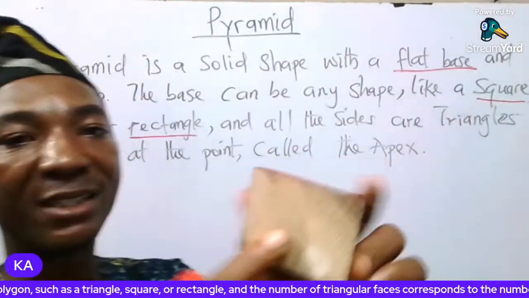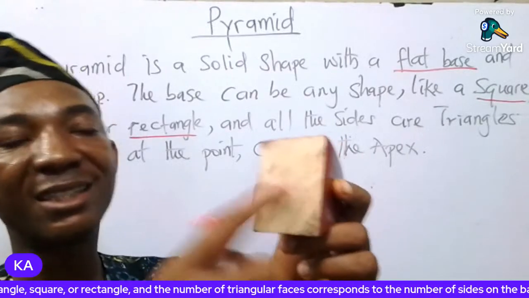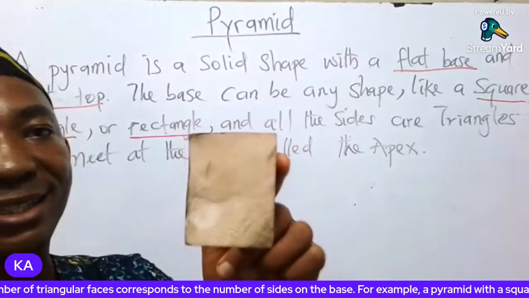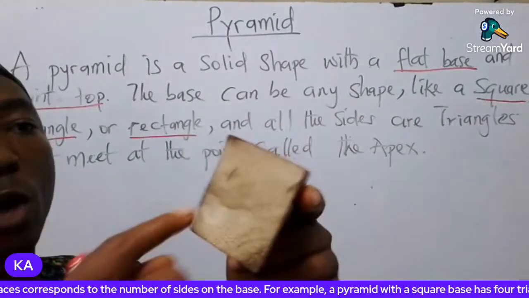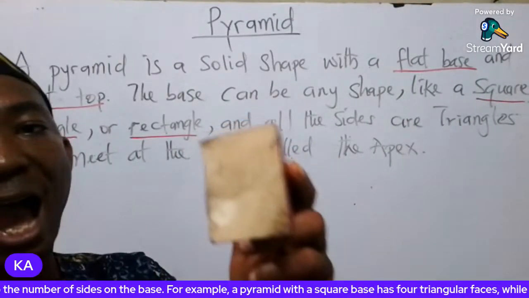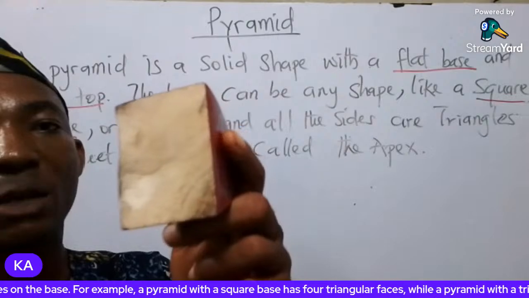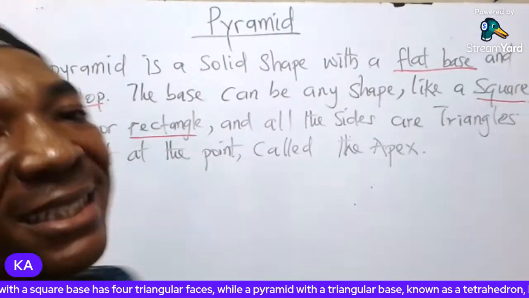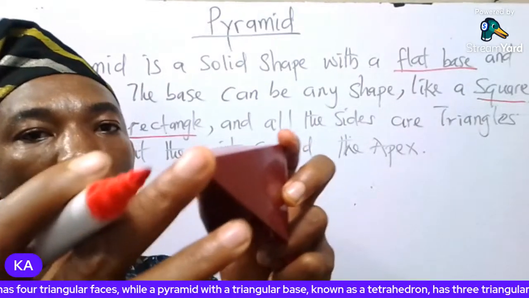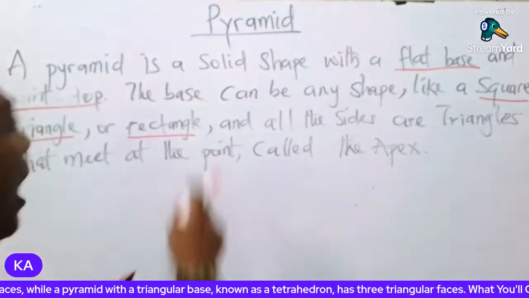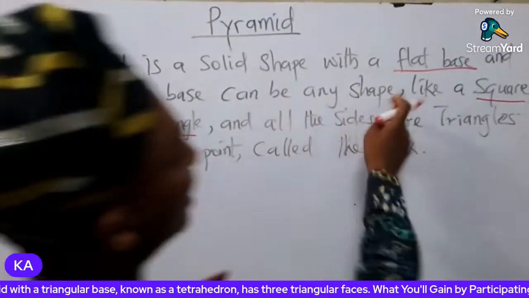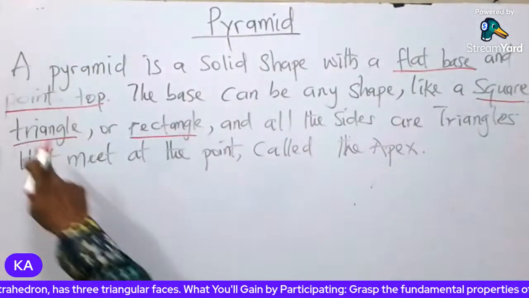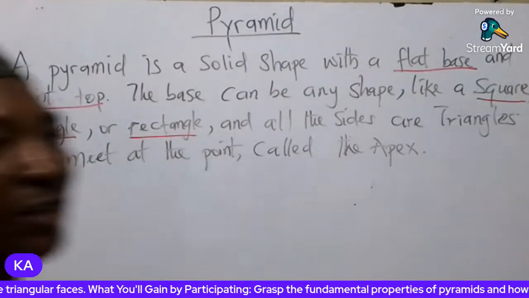This is a flat base. And when you look at this flat base, what shape is this flat base giving you? Great. Square. This flat base is giving me square because all these four sides are equal. So this is a square, and it has a pointed top. Can you see the pointed top now? Great. Now, the base can be any shape. It can be a square, just like this now. It can be a triangle, or it can also be a rectangle.